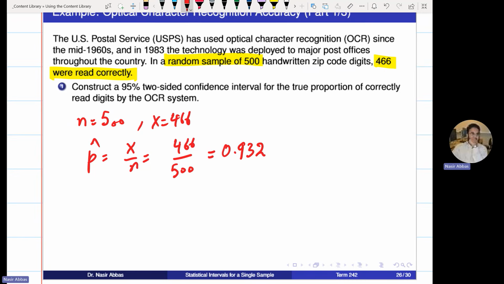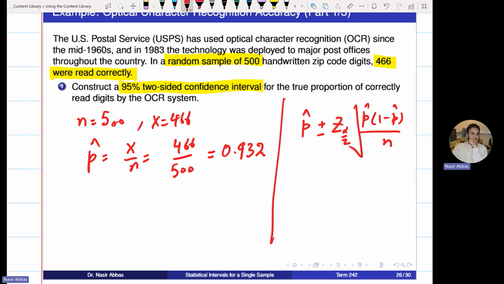But they are not asking for the point estimate. What are they asking for? Interval estimate. How much interval estimate? 95% confidence interval estimate. So for this one, again, you need number 1, sample size, number 2, P hat, number 3, critical value. I will write the formula again for you here. The formula is P hat plus minus a critical value times the square root of P hat 1 minus P hat over N. So you need P hat, you need N, and you need a critical value. You have N, which is 500. Now you have P hat, which is 0.932. The only thing you need now is the critical value.